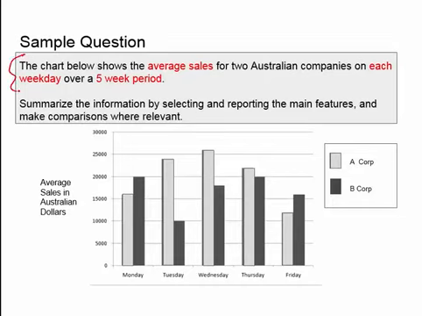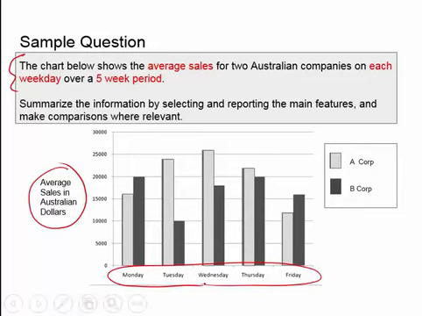Here is the key information we have about this chart. Okay, we also have key information here. And even though it describes it up above, this is important information as well. The days of the week, that we're talking about Australian dollars, and that what this chart is trying to do is show us average sales over a 5-week period between these two companies on each day. Okay, this gives us all we need to say for paragraph 1 of your report.